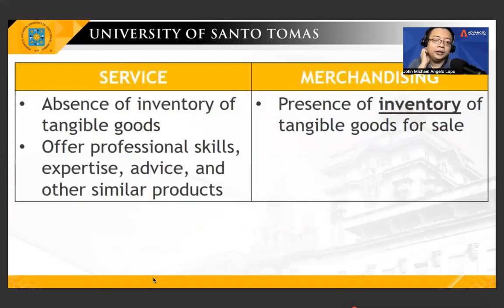So this is the difference from us. In the service industry, there is an absence of inventory of tangible goods. That's why you're only doing service, or offering professional skills, expertise, advice, and other similar products. That's basically the service. How about the merchandising? There is now the presence of what you call inventory. So there is an inventory of tangible goods for sale.